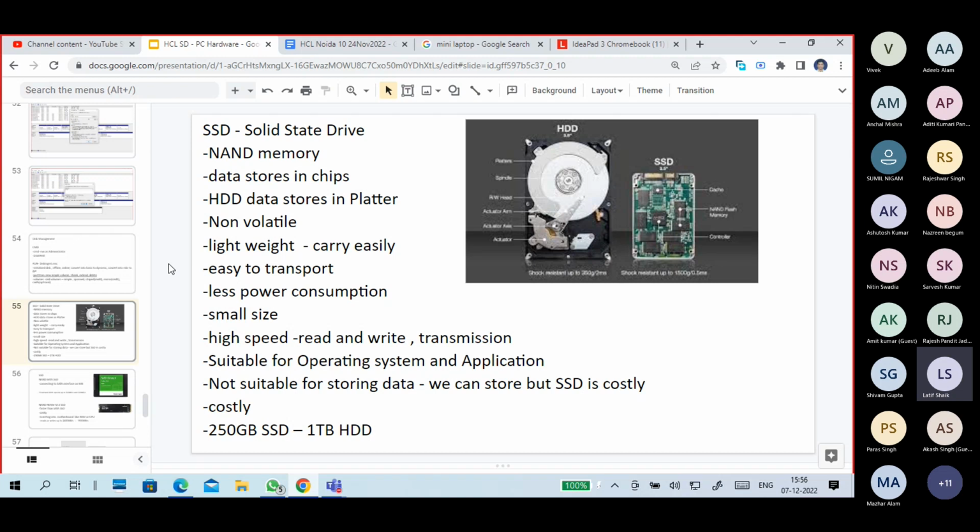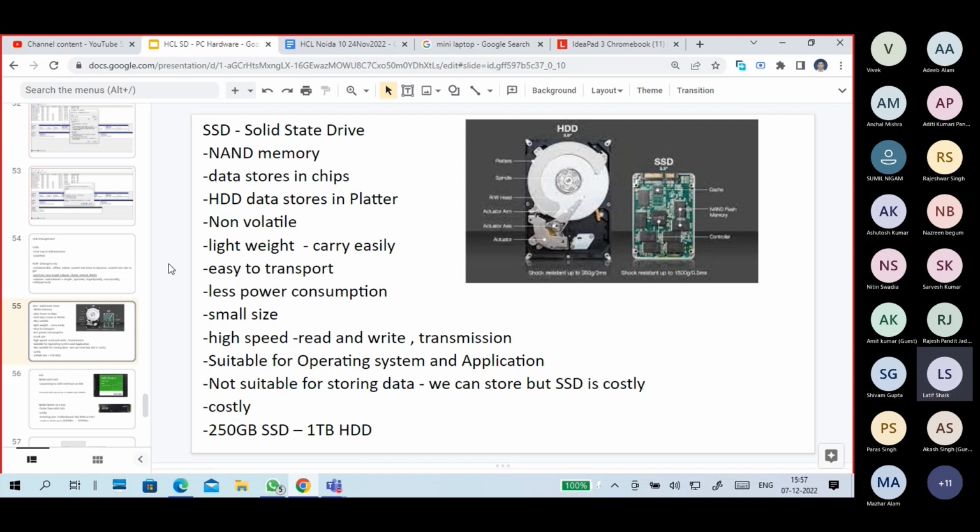You can store regular data. The problem is if your data is huge, then the cost increases, because compared to a normal hard disk or SATA type of hard disk, SSDs are costly. If you want to buy a 250 GB SSD, you will pay almost the price of a 1 terabyte hard disk. You buy a 1 terabyte SSD, you can buy 4 terabytes of hard disk.